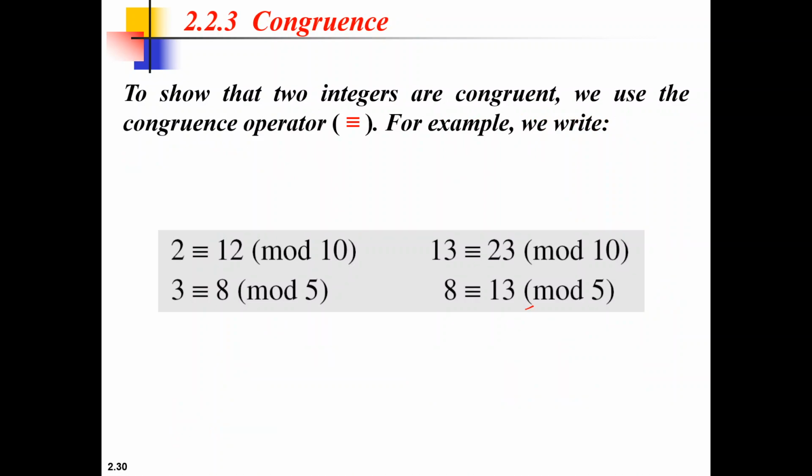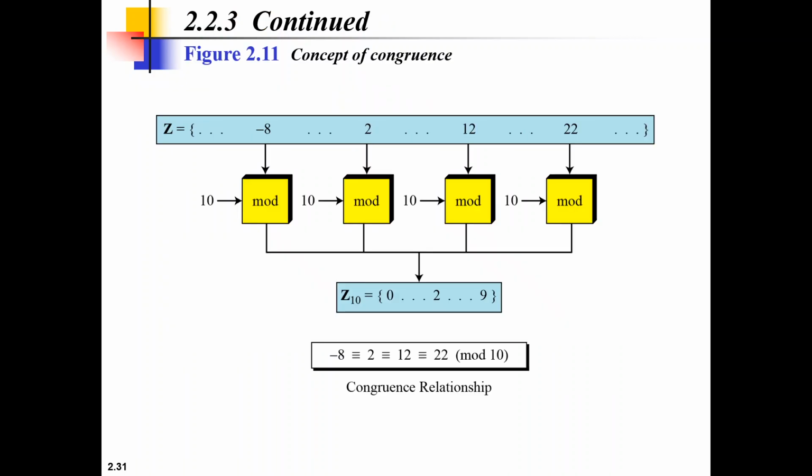Now another new concept: to show that two integers are congruent, we use the congruence operator. What do you mean by congruence operator? This sign indicates the congruence. So for example, we can write 2 is congruent to 12 mod 10. 13 is congruent to 23 mod 10. 3 is congruent to 8 mod 5. 8 is congruent to 13 mod 5. Now, what is the meaning of that congruent?